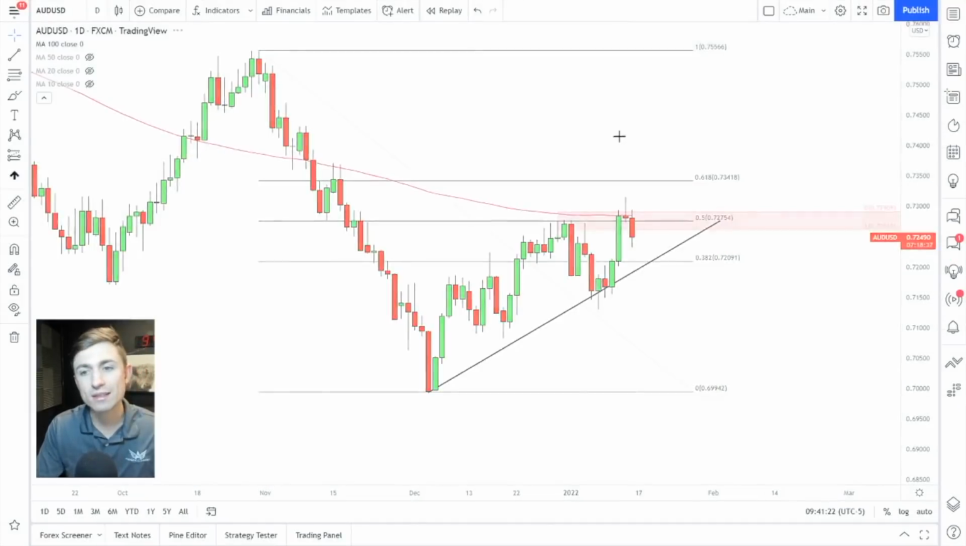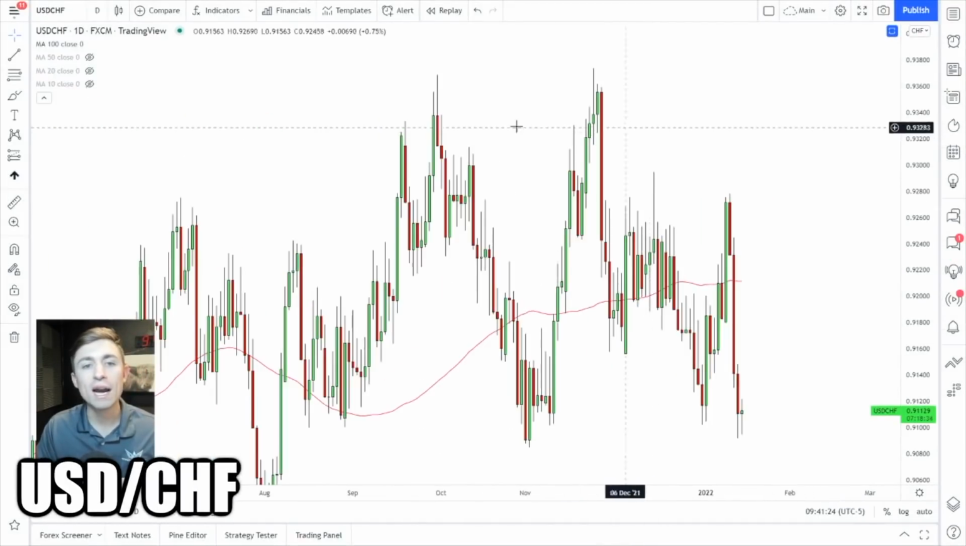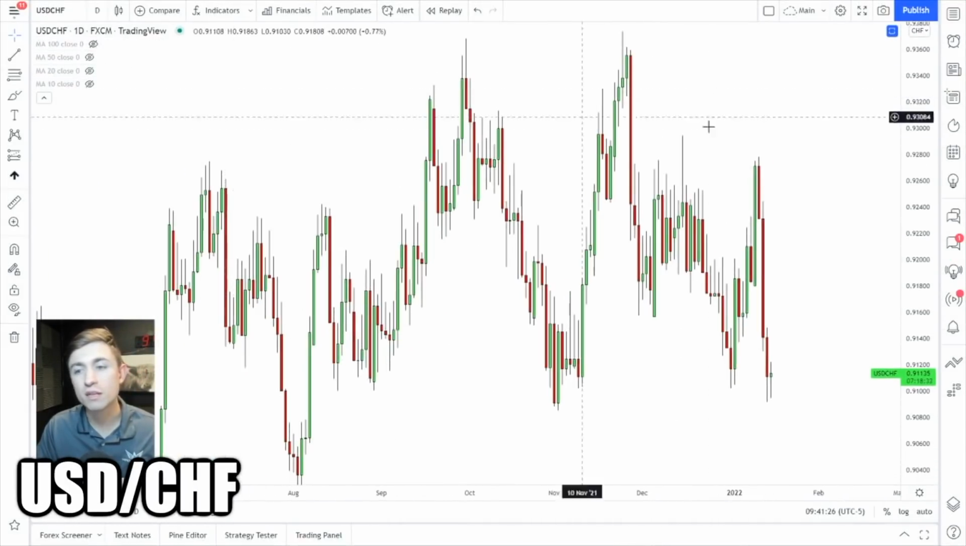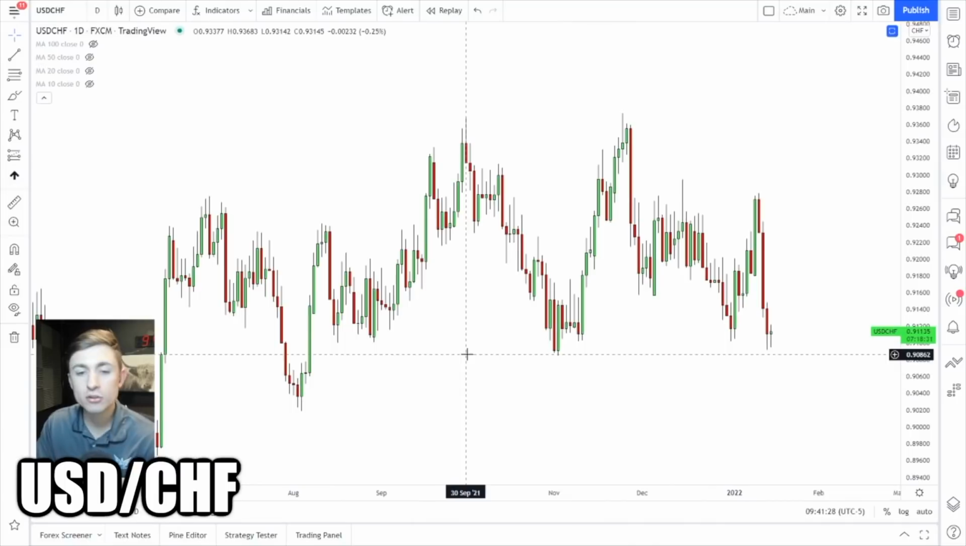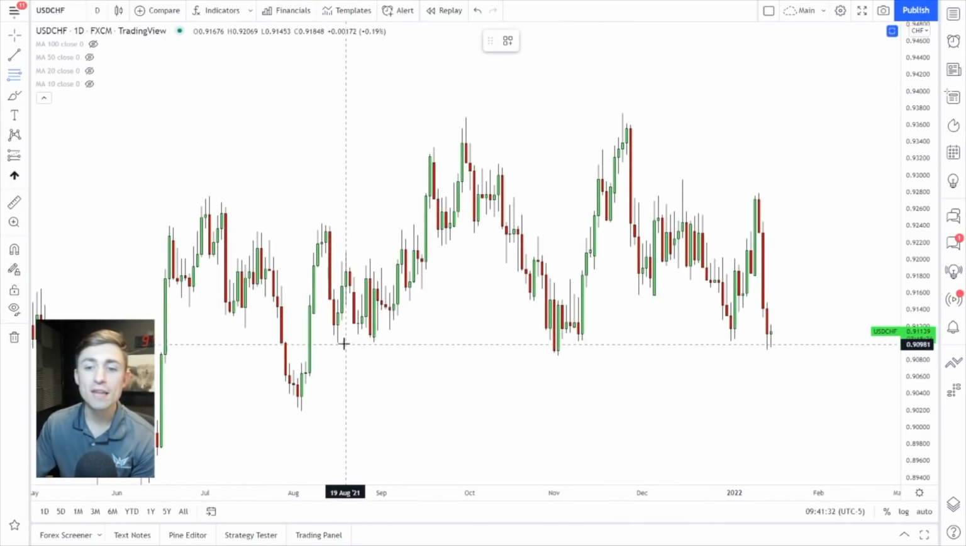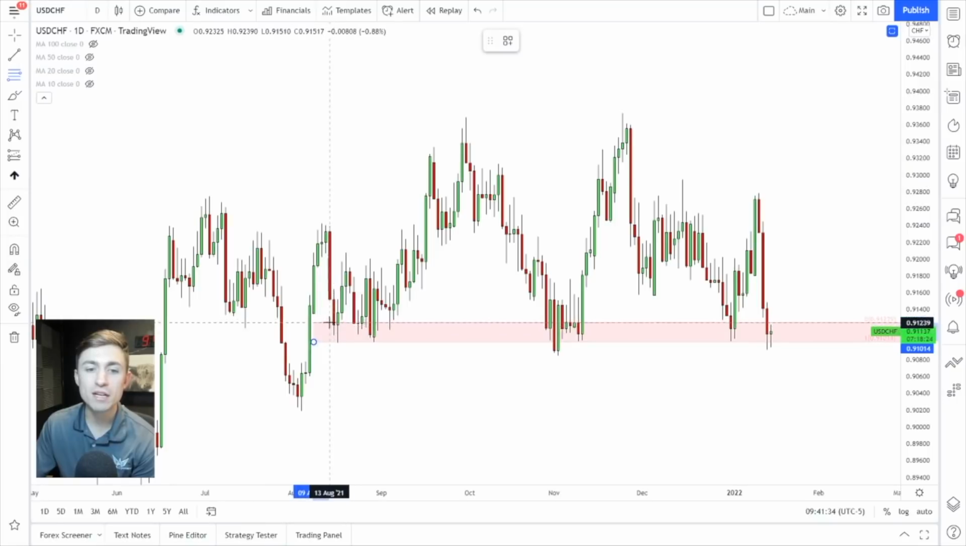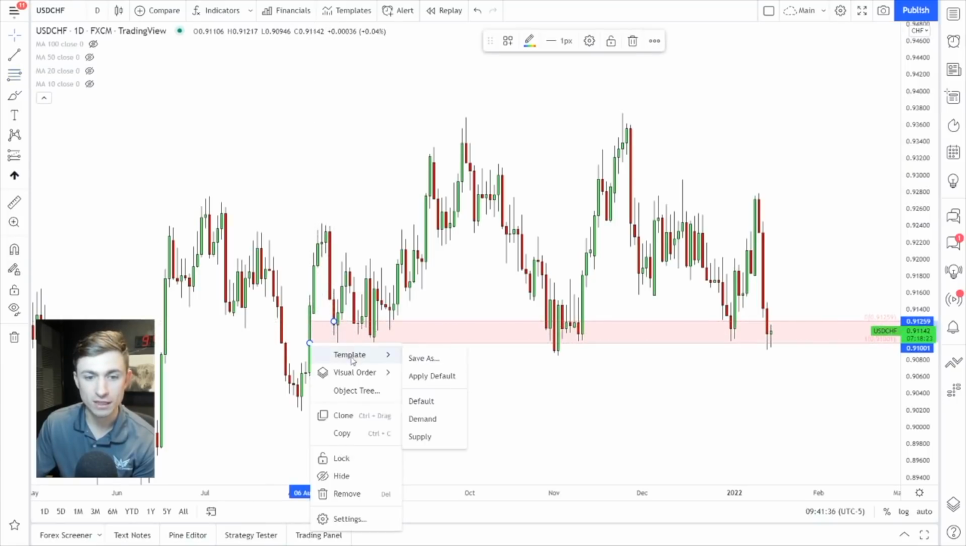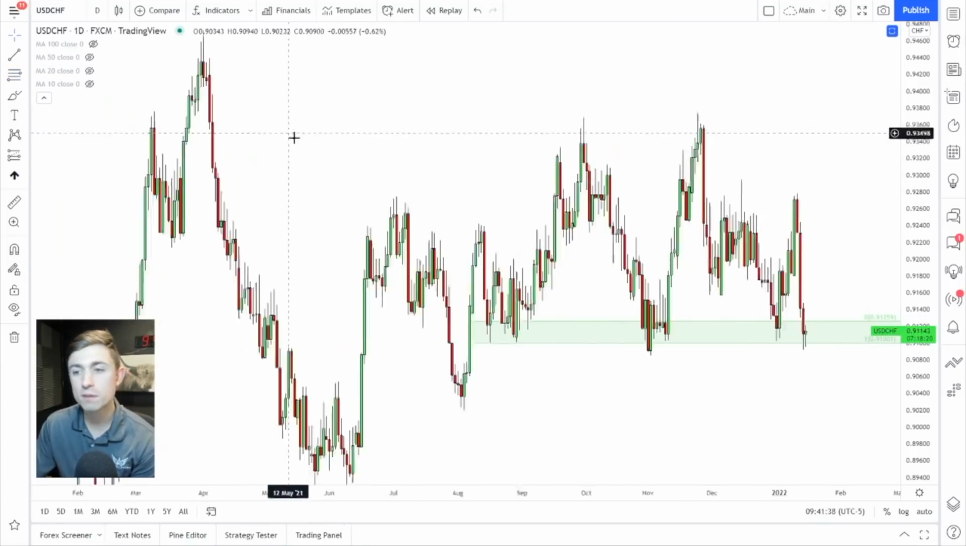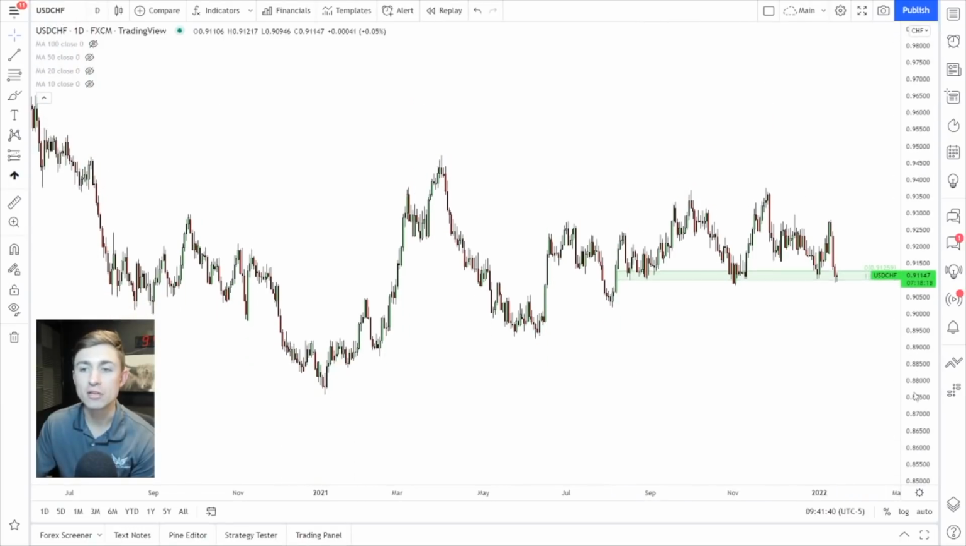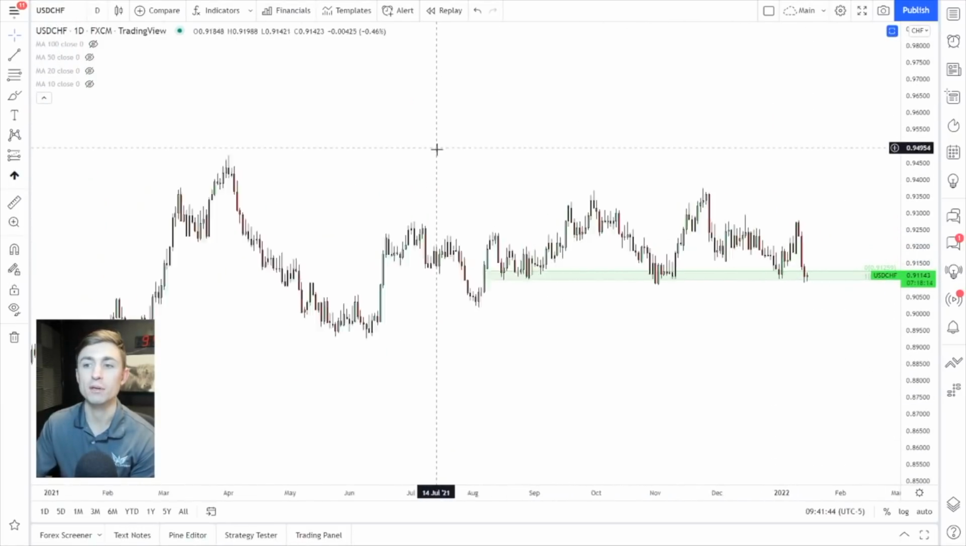Dollar Swiss, this is a really interesting one. I was really looking at this one closely. It came down to the bottom of this longer term range, and you guys, we've been stuck in this thing for a very long time. I have not been trading this pair just because of its super choppy nature right now. Nothing trending, just staying flat for a long period of time.